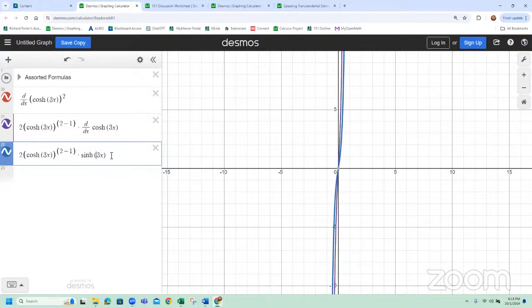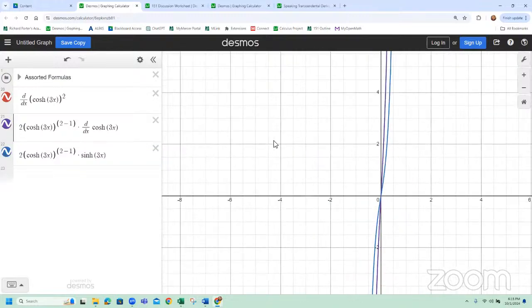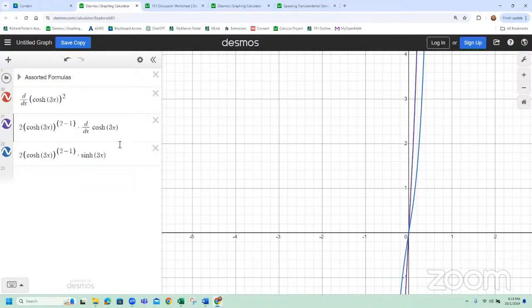Okay? And then I leave the inside alone. And you see, that's not the answer. If I look, the blue line and the purple line are different. Because what do I have to do? I took the derivative of cosh and I got sinh. I left the inside alone, and then what do I have to do? Multiply it by what?